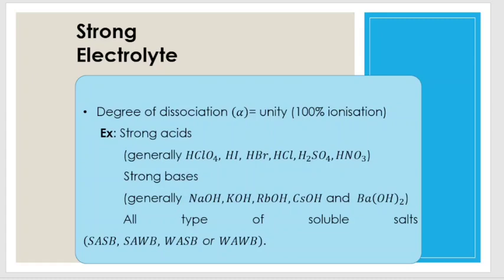You can see the strong acids like perchloric acid, HI, HBr, HCl, H2SO4, HNO3, all these come under strong acids. NaOH, KOH, RbOH, cesium hydroxide, barium hydroxide and all come under strong bases, and these are strong electrolytes too.